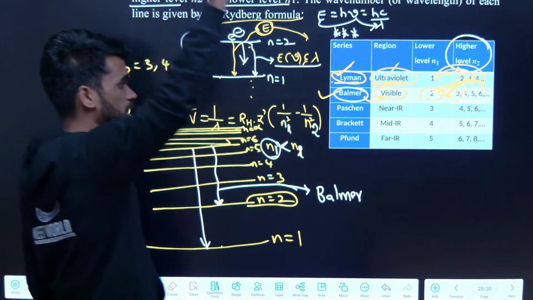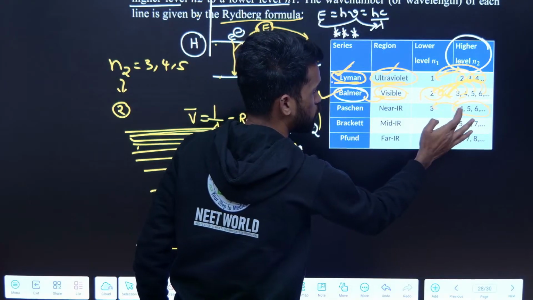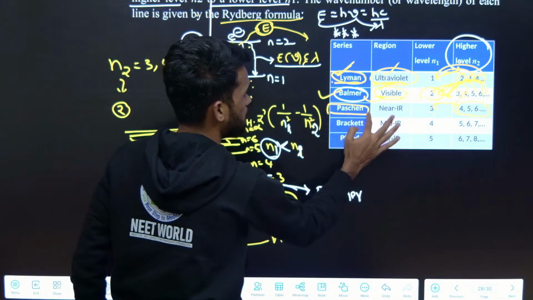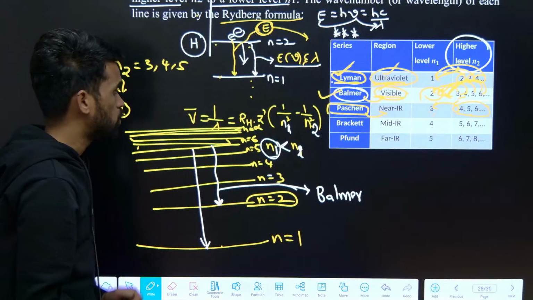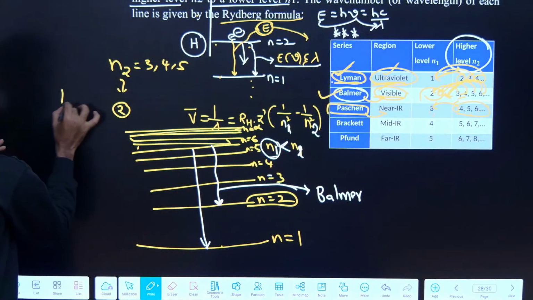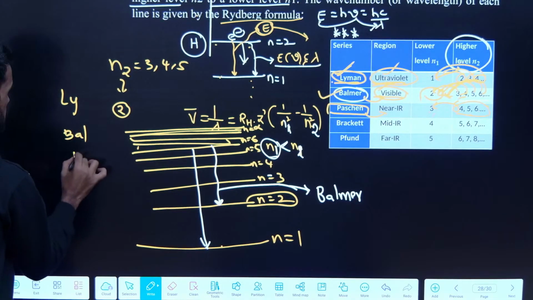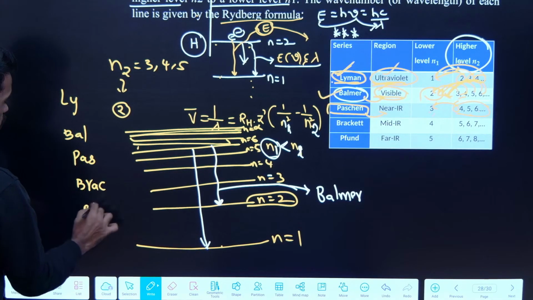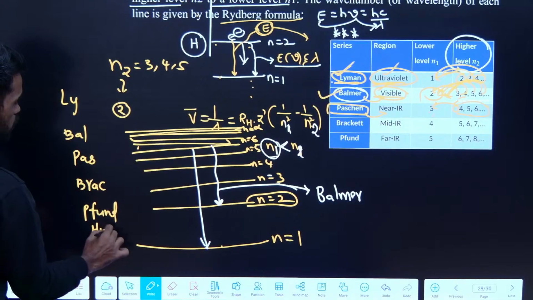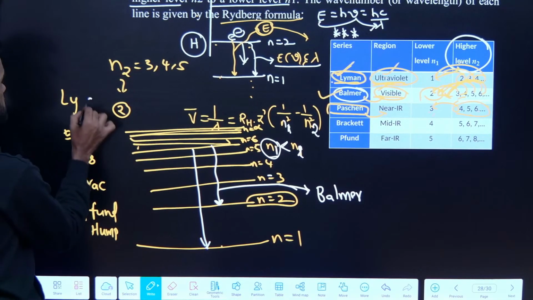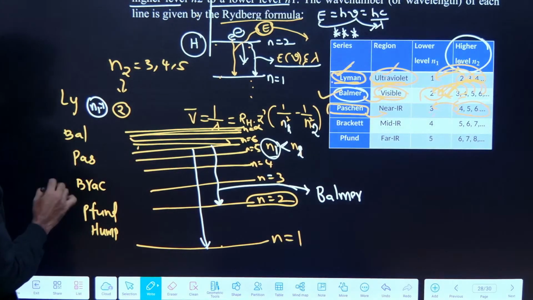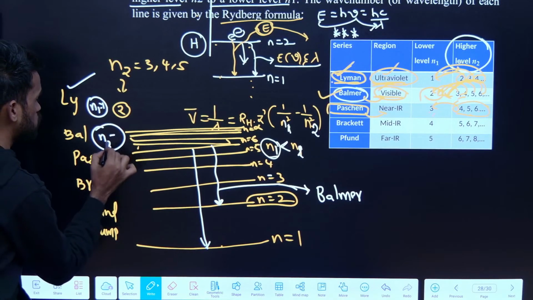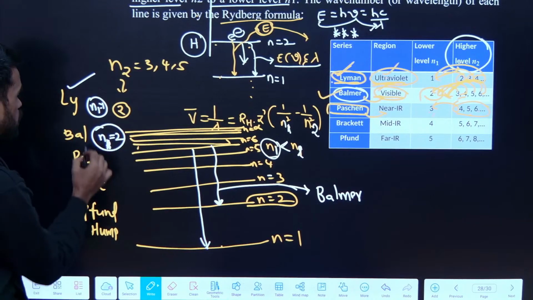And from any higher energy state to the third energy state, like 4 to 3, 5 to 3, 6 to 3, that is called the Paschen series line and appears in the IR region. Just remember there are this many lines: Lyman, Balmer, Paschen, Brackett, Pfund, and Humphreys. From any higher energy state to the n equals 1 level, we call all those lines the Lyman series. From any higher energy state to n equals 2, the second level, we call them the Balmer series.